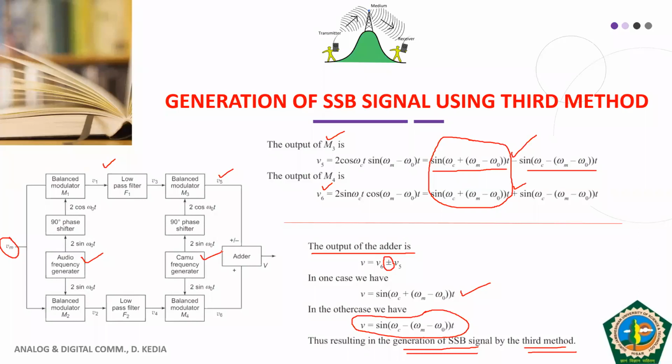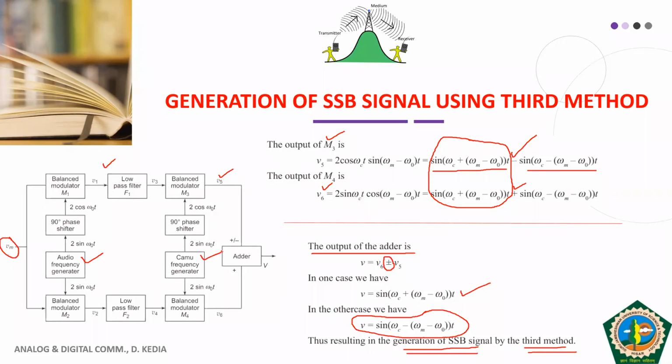I agree, the block diagram of the third method is quite complex and quite lengthy as compared to the phase shift method, but we get an advantage also. See students, if you want to incorporate more and more features, and if you want to make your system more and more perfect, complexity will definitely increase. If you want to keep your system simple, then complexity will be less.